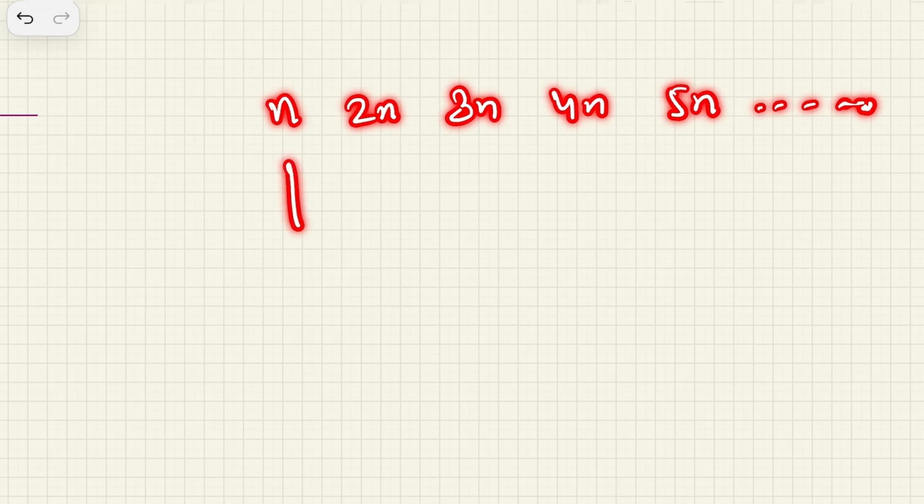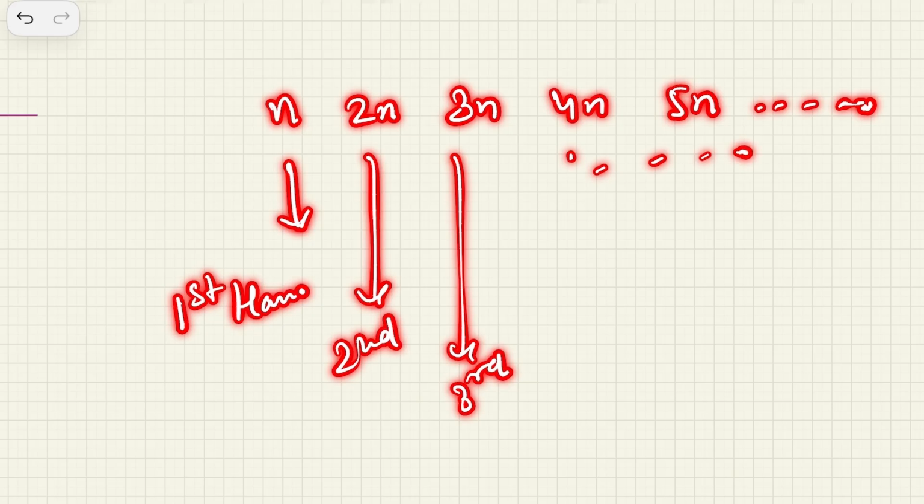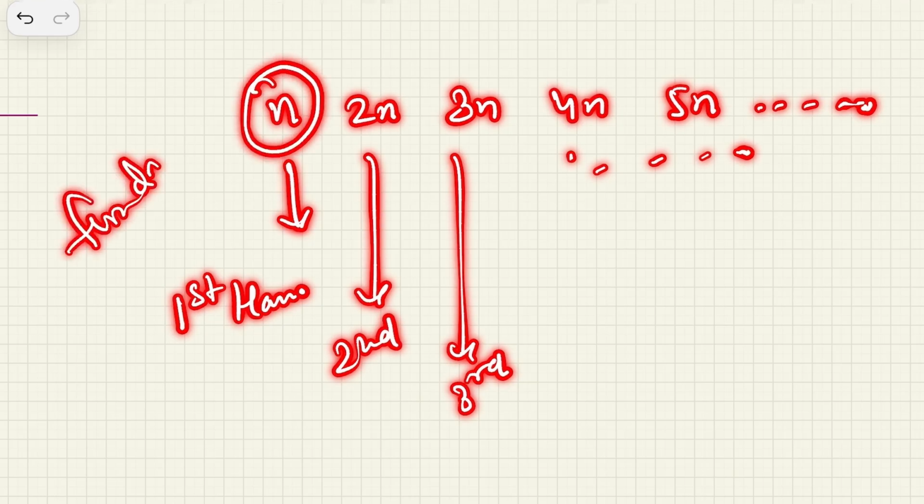So this first n becomes my first harmonic. This will become my second harmonic, this my third harmonic, and so on: fourth harmonic, fifth harmonic. The first harmonic is also called the fundamental frequency because this is the base frequency, the lowest frequency which we are getting in that kind of note.